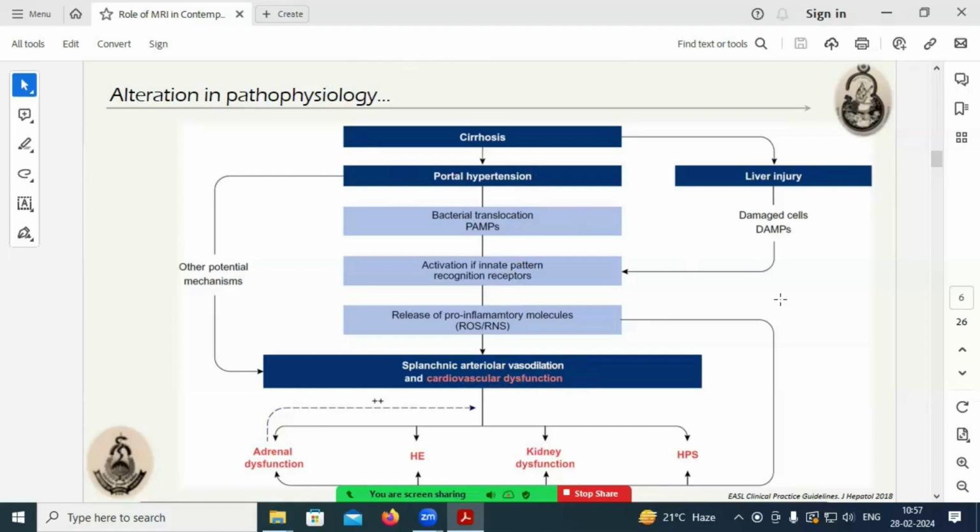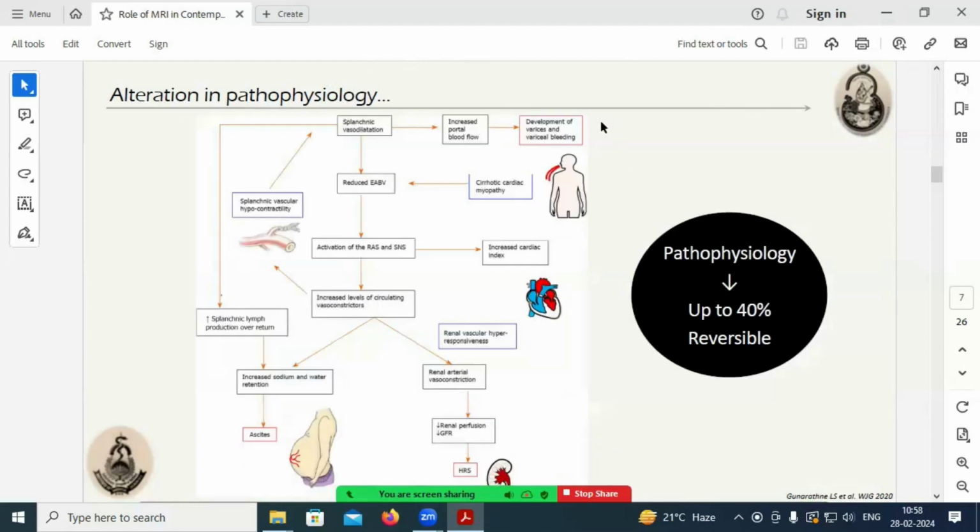Because there are so many more things occurring, we can't focus our treatment on this place only, and we have to look at the disease process in toto so that we give actual relief to the patient rather than just performing a procedure. So we know that all these complications, whether it is ascites, hematemesis, cardiovascular dysfunction, or renal failure, are secondary to all these processes put together. But the good news is that about 40% of the pathophysiology is reversible.